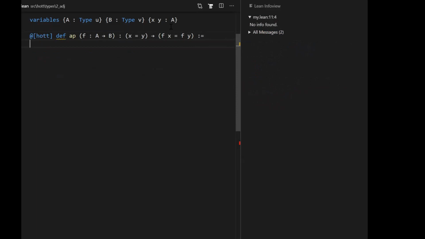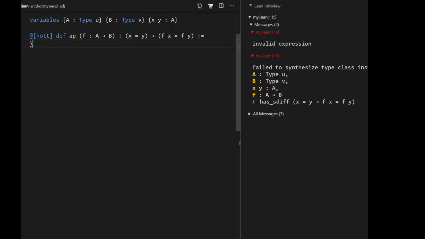Just so that we're clear, on the left is where all our code will take place, and on the right is the Lean server information. This is what tells us whether our proofs are correct or not, and yells at us if they're not correct.